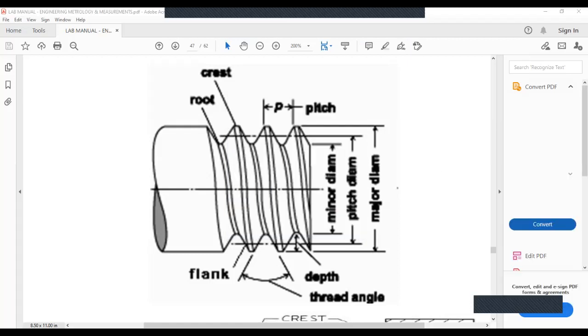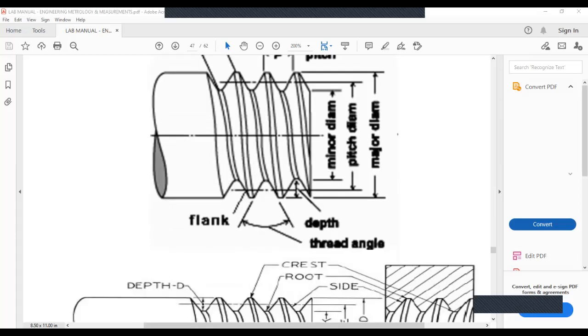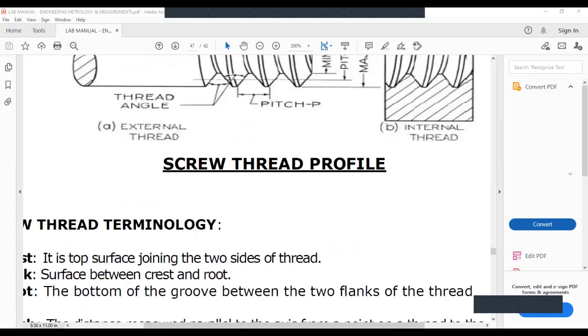Okay. So once you have drawn this screw thread part, which has external screw threads, with this figure you came to know where exactly the different parts of screw threads exist: the root, crest, pitch, major dia, minor dia, all these things. Now, let us move towards the definition part.